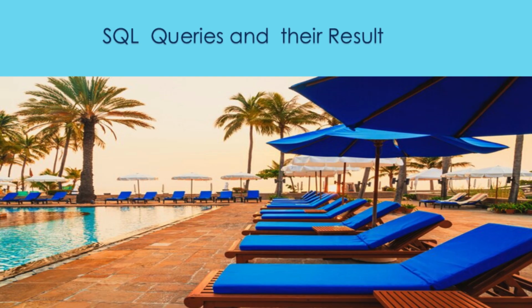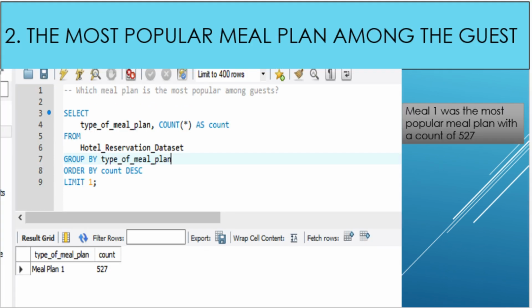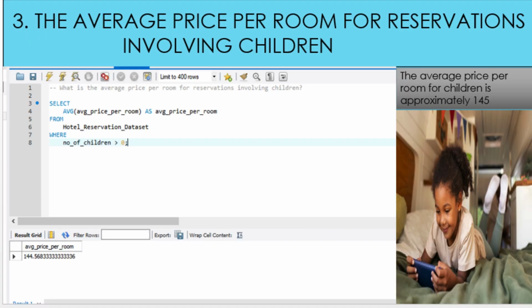SQL queries and their results. The first SQL query that was done was the total number of reservations. From the query, we saw that we had 700 reservations that were made. The second we ran was the most popular meal plan among the guests. Meal plan one was the most popular meal plan with a count of 527. The next was the average price per room for reservations involving children. And we saw that we had an average price per room of 145 involving children.